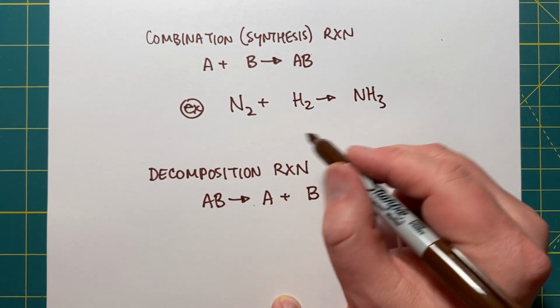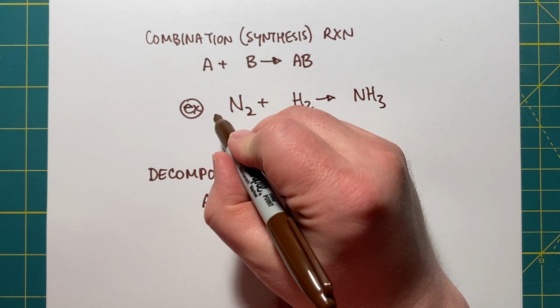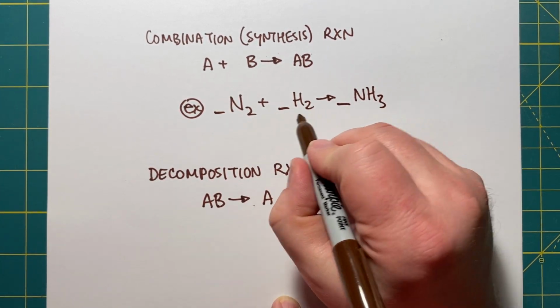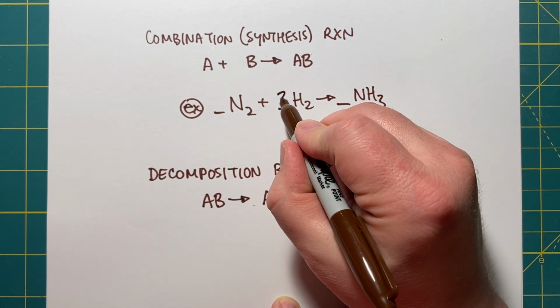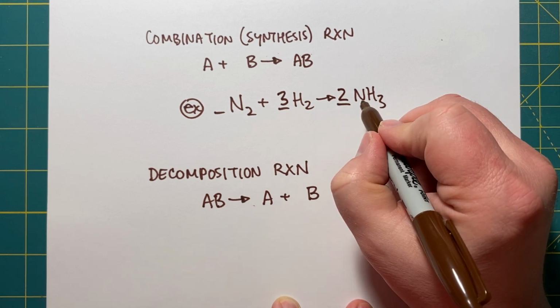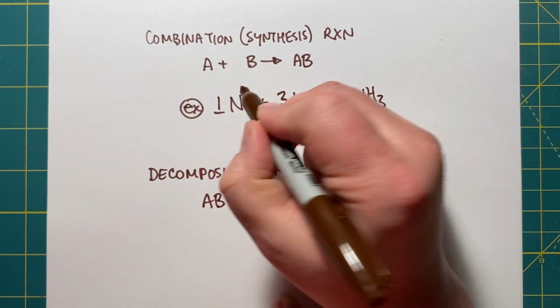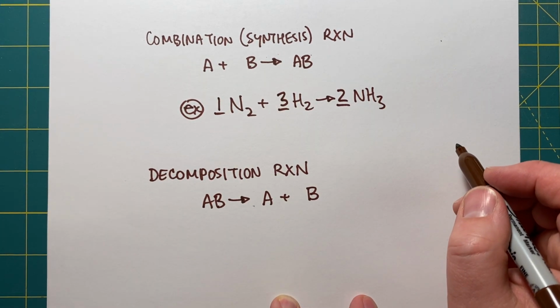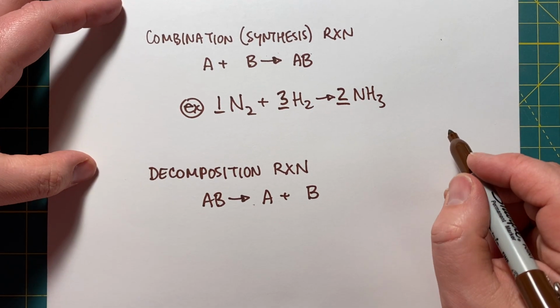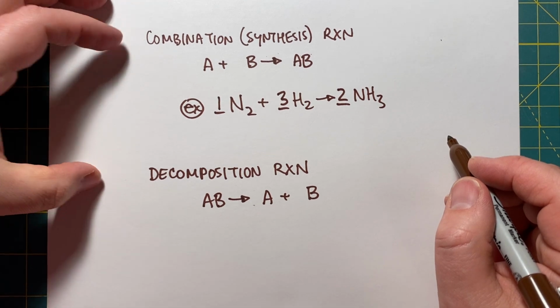Now, the universe isn't happy with our reaction here, so we need to balance this thing. Let's see, I'm looking at my H's, so least common multiple of 2 and 3 means I need a 3 here. 3 times 2 is 6, and 2 times 3 is 6. I've got 2 N's. Oh, look at this, I've got 2 N's there, so that's happy. The universe is happy with me at this point. There we have a simple combination reaction.